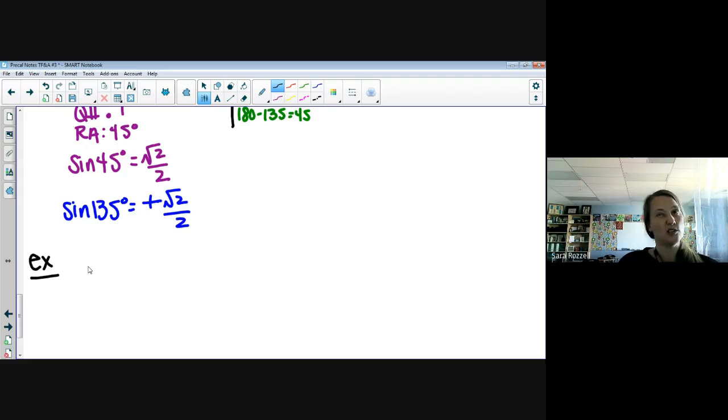So we're going to do, let's go with, trying to do the same ones I have on the notes that I already posted. Cosecant of 7 pi over 6.